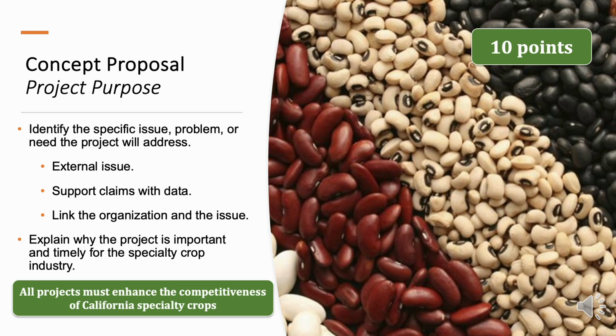In the second text box, explain why the issue you identified is important and timely for the specialty crop industry. This is also the place to list the specific specialty crops that will be affected if possible. Keep in mind the ultimate purpose of all projects must be to enhance the competitiveness of specialty crops in California. This question is worth 10 points.